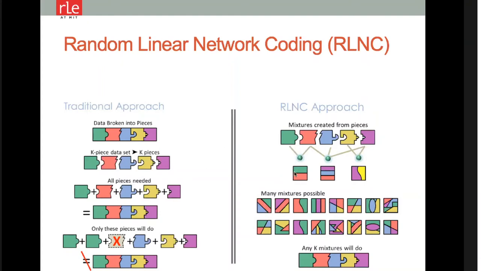Now what will happen is, in this case, I have five pieces, so consider them as being five unknowns. I just need five independent equations, so five of these mixtures, in order to be able to reconstitute these five original pieces. Any five equations that are independent will do. So if I have k of these, any k mixtures will do. And each of these is what's called a degree of freedom. In effect, one equation that gets me one step closer to being able to solve my equations.